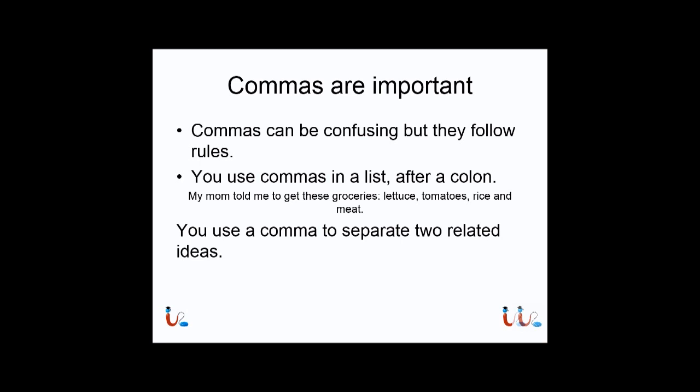You use a comma to separate two related ideas. Notice in our first sentence, you use commas in a list, comma after a colon. Because these are two very related ideas, we can put a comma to separate them.